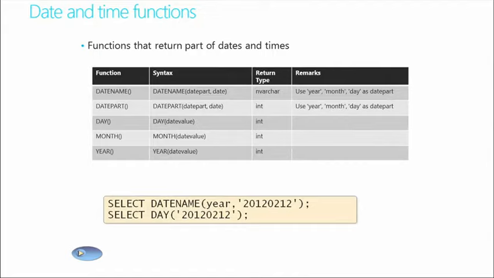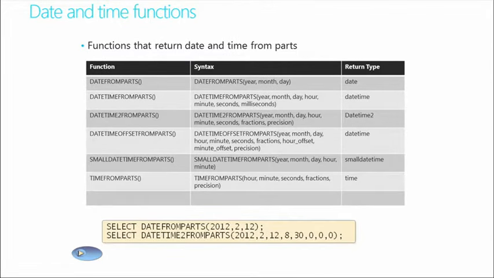We also have date and time functions for DATENAME. Use year, month, day as the date part. We have year, month, date as date part. We have day, month, and year. And all of these are items that we can use to extract portions of a date to return that information about a date that we might want to drill down to and get into some more detail.